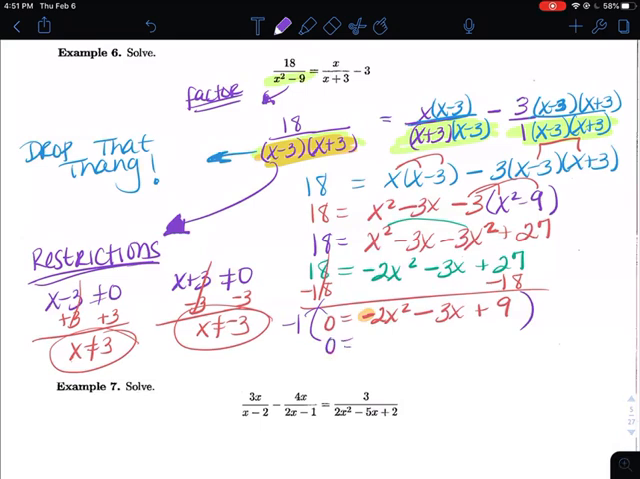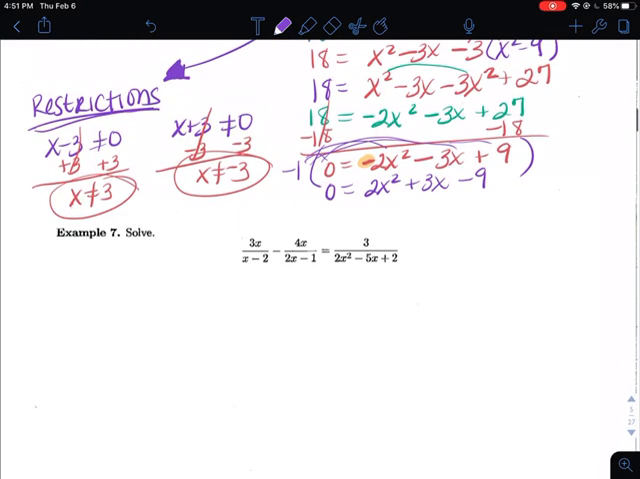So negative 1 times 0 is just 0. Negative 1 times negative 2x squared is positive 2x squared. Negative 1 times negative 3x is positive 3x. And negative 1 times 9 is negative 9. So basically, you can change the signs of an equation as long as you change the sign of every single term. All right, that's basically what I did. So I changed the signs of everything. The opposite of 0 is just 0. And now we're down to factoring.